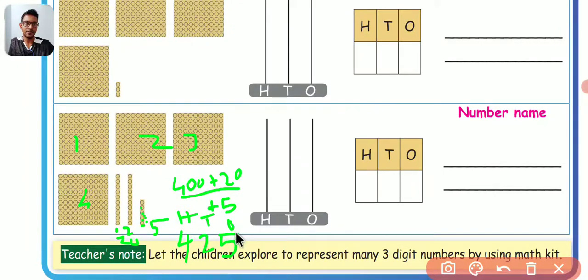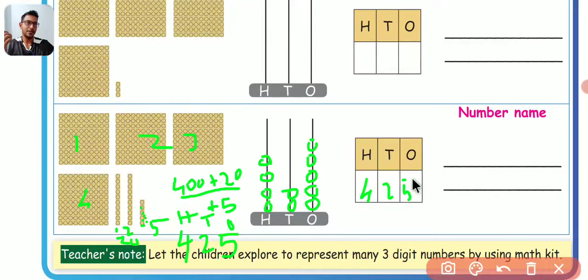This is ones, this is tens, this is 100. So what is in ones? 5. So in ones we have to draw 5 beads. 3, 4, 5. In tens we have 2 beads. 1, 2. In hundreds we have 4 beads. 1, 2, 3, 4. 4 beads. That is 425.